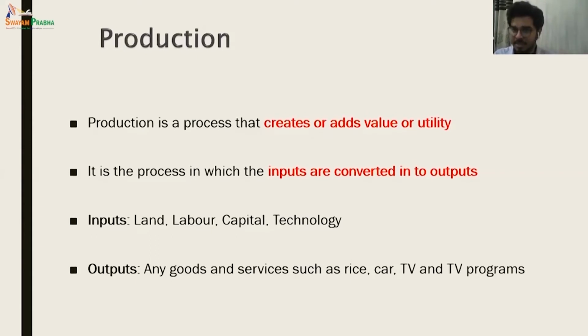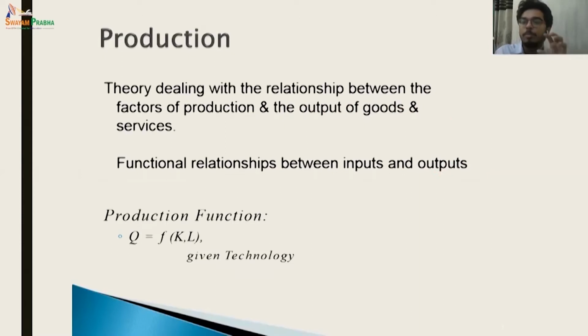Any goods and services, such as it can be the rice, it can be a car, it can be a television, it can be a program in the television, like say Swayam Prabha is producing this output, these lectures, right? I am delivering the lecture. There is a whole team working behind it. So those who are taking it in front of you, bringing it in front of you. So this is a service. The television you are watching, that is a product, a goods, a commodity. So using these inputs, land, labor, capital, and technology, any goods or services that are produced or manufactured will be called as outputs.